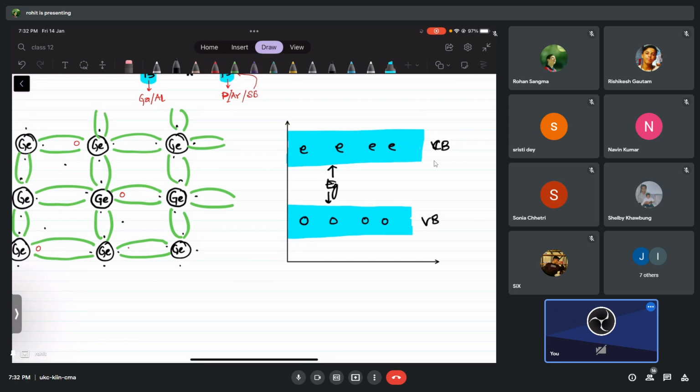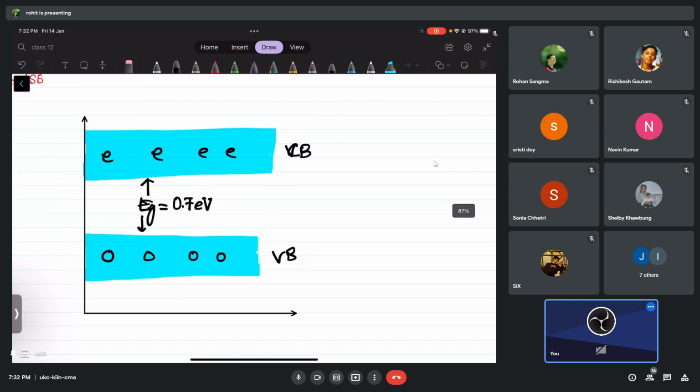For germanium, 0.7 electron volts. And what does it mean, 0.7? Let me just quickly tell you. Can I shift an electron from the valence band to the conduction band or not? Yes. What does that mean? That means I have to make the electron free. Going from valence band to conduction band means making the electron free.